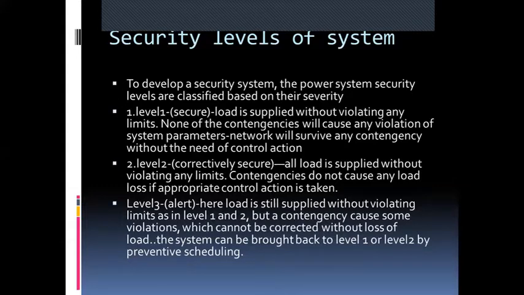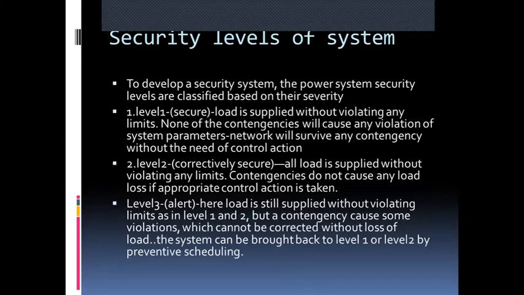Load is supplied without violating any limits. When you consider parameters like voltage and frequency, these should not be violated; they should be within the limit. So under level 1, the system is secure, and the load is supplied without violating the limits. None of the contingencies, whether a generator outage or a line outage, will cause any violation of the system parameters. The system is secure. The network will survive any contingency without the need of control action.